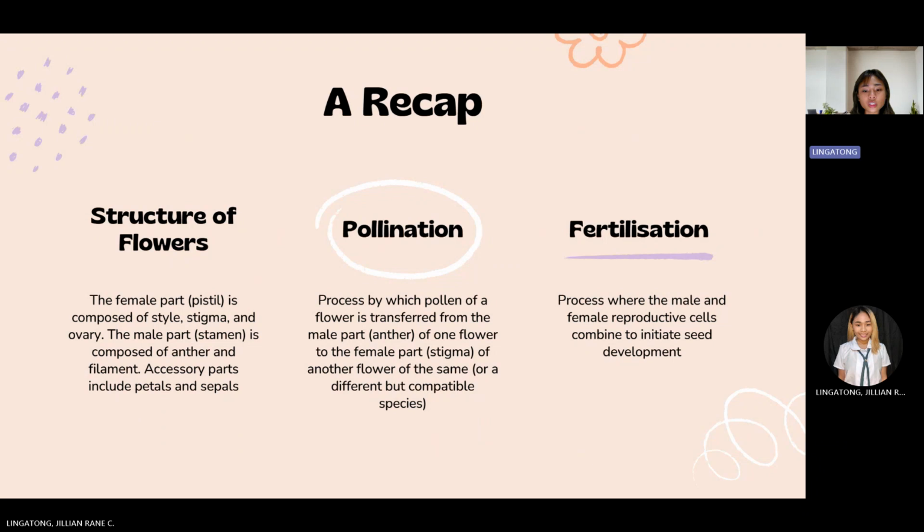Next is pollination, which is the process by which pollen of a flower is transferred from the male part, the anther, of one flower to the female part, which is the stigma, of another flower of the same or compatible species. This can occur through wind, water, or pollinators like insects and birds. And lastly, fertilization, the fusion of male and female reproductive cells in the ovule, leading to seed development and the continuation of the plant life cycle.